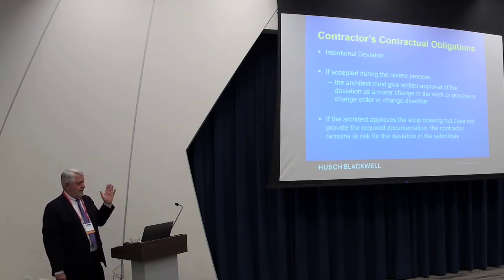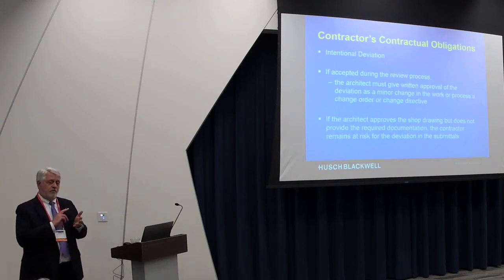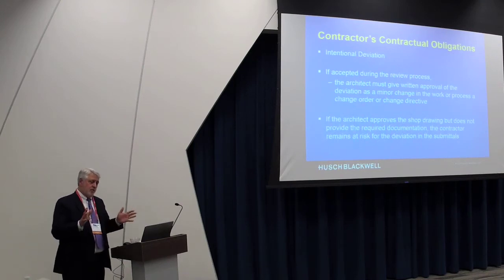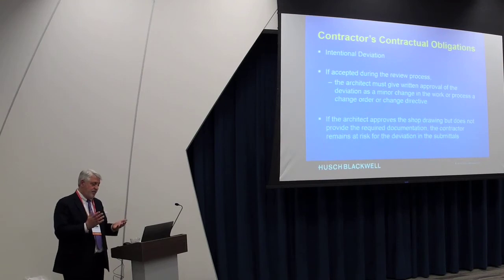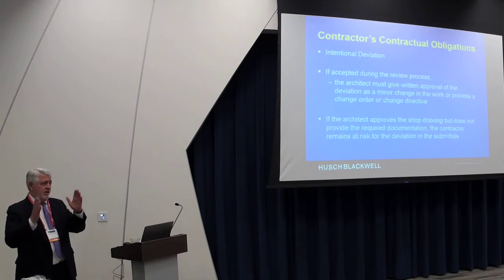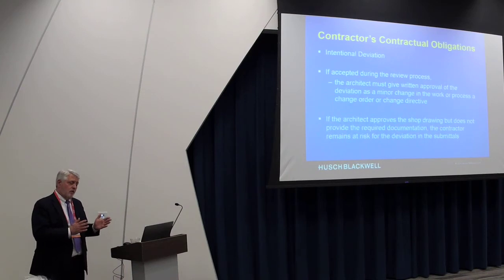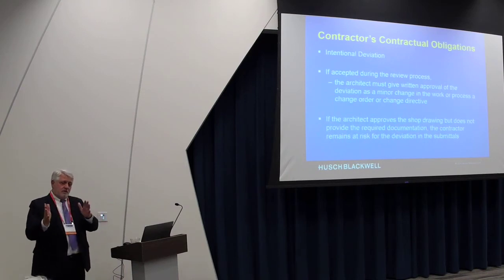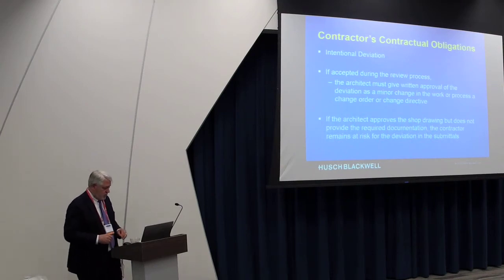If the architect gives written approval to it, and by written approval I mean either a change directive or a change order, the contractor's good to go. But if the architect just looks at the shop drawing and says, I reviewed it, you're good to go, or even says, I approved it, that doesn't alleviate the contractor from still conforming with the original plans and specifications. If he wants to go that alternative route that he suggested in the submittal, he's got to go back to the architect and say, you approved this, this isn't what's in the plan, I need a change order, or I need some kind of written justification for what's going on here.